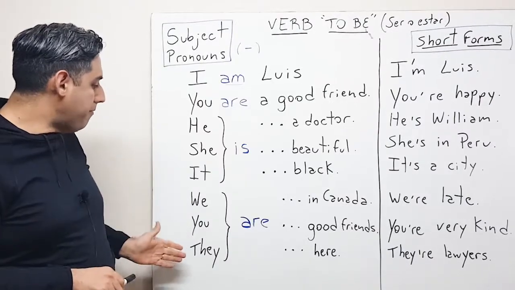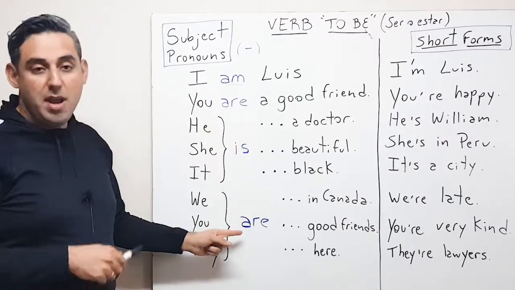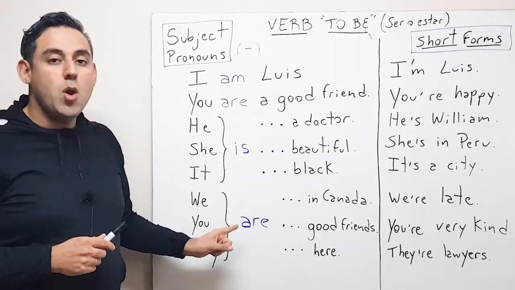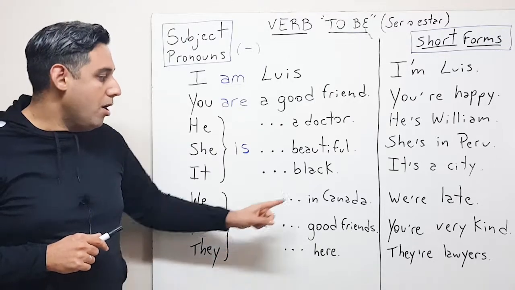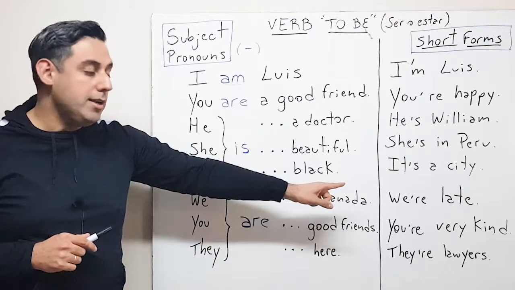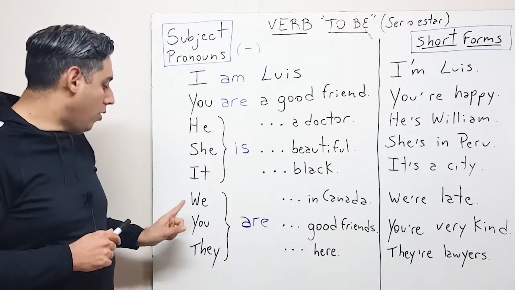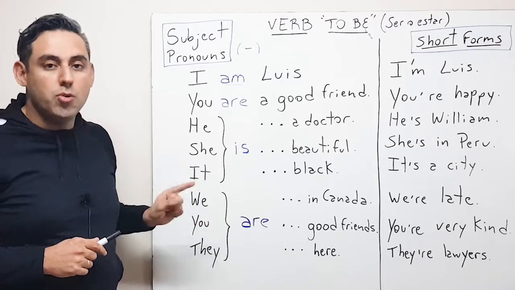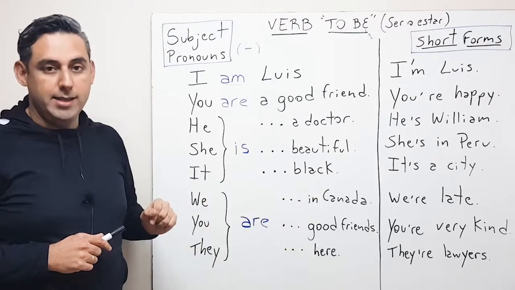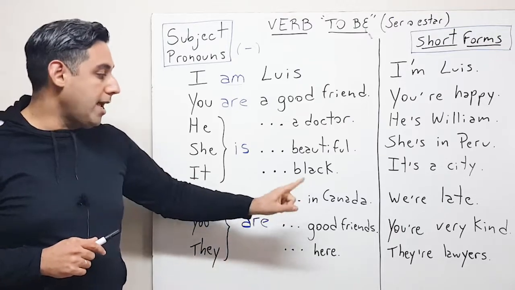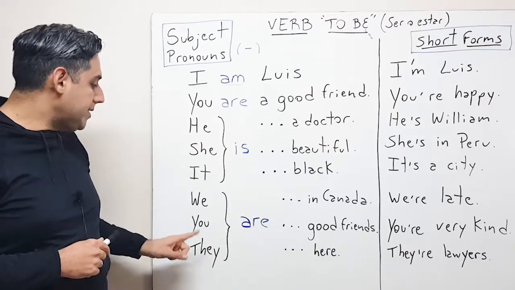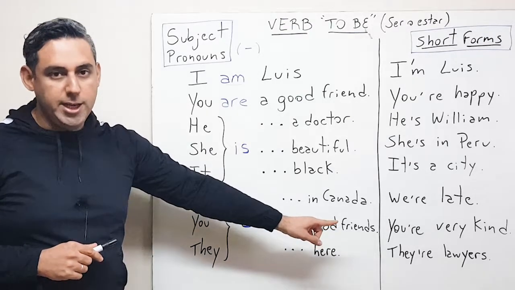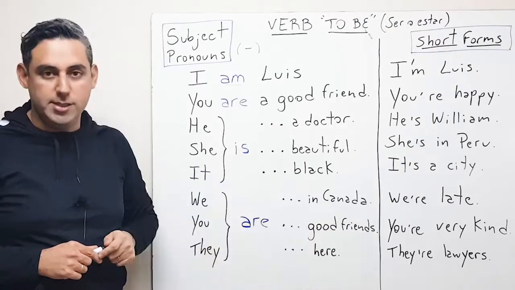And for this group of pronouns, we pronounce it just the same way as I said a moment ago. Instead of saying we are in Canada, we can say we're in Canada. Or we're late. Instead of saying we are late, we're late, okay? Or instead of saying you are good friends, I can say you're good friends. You're very kind. Instead of saying they are here, I can say they're here, or they're lawyers, right?